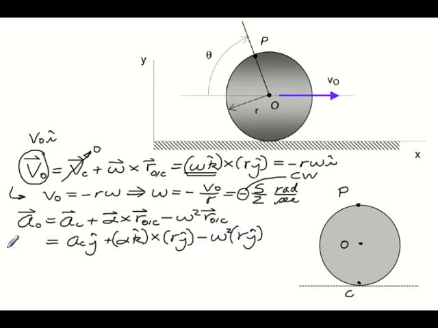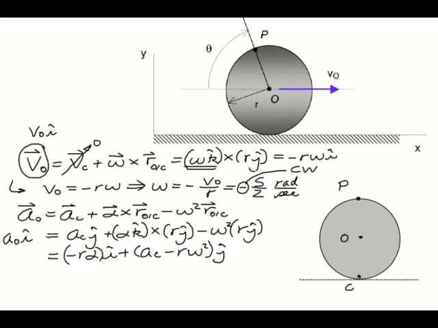Acceleration of O, well, O is moving on a straight line path in x. I'll put the correct sign on AO in just a bit, but that's just in the I. So whenever I do my cross product, I get minus R alpha, K cross J is a minus I. Get AC minus R omega squared in the J.